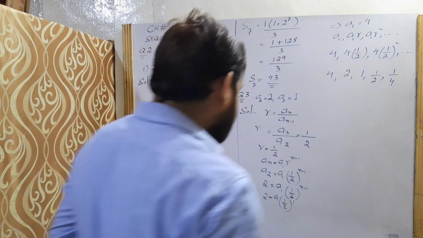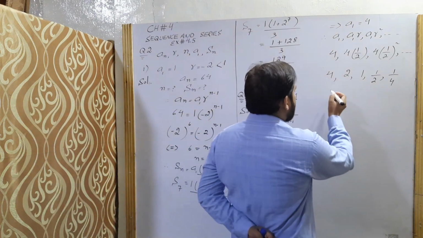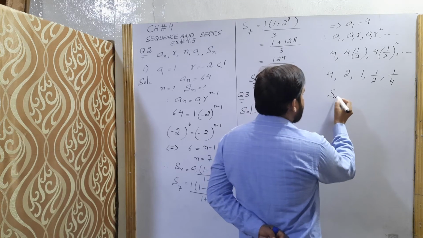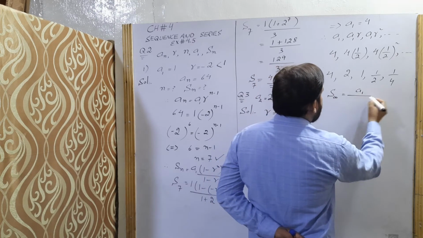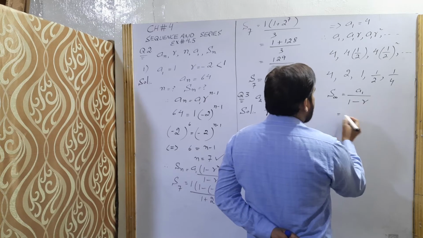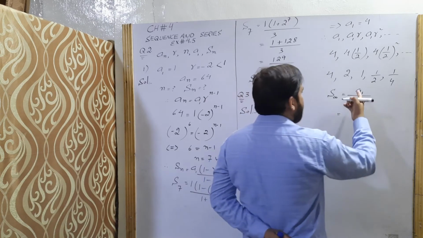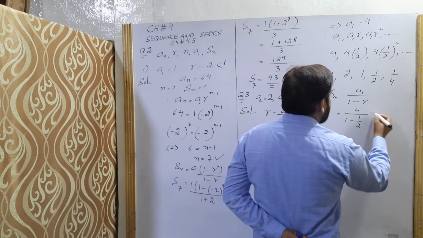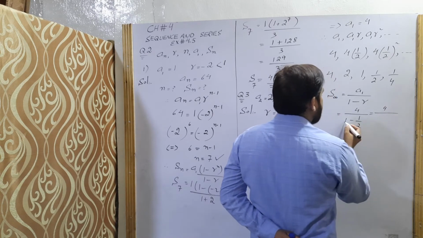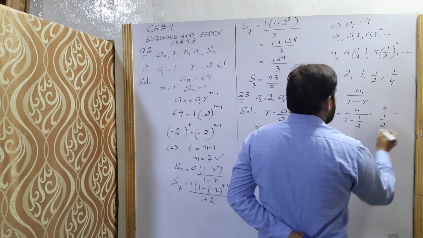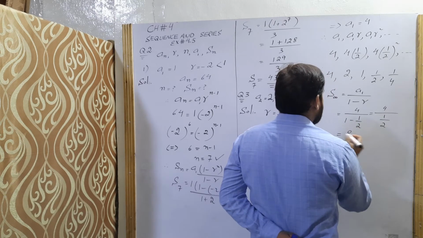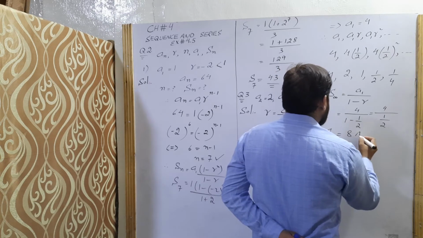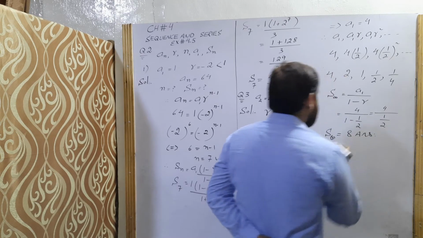There is another part in this question. Find the sum formula in case of an infinite geometric series: S infinity equals a1 divided by 1 minus r. We have already discussed in theory, a1 is 4 and r is 1 by 2. So this is 4 over 2 ones are 2, 2 minus 1, this is 1 by 2, and this is equal to 8. So in this case the sum of the infinite geometric series is 8.